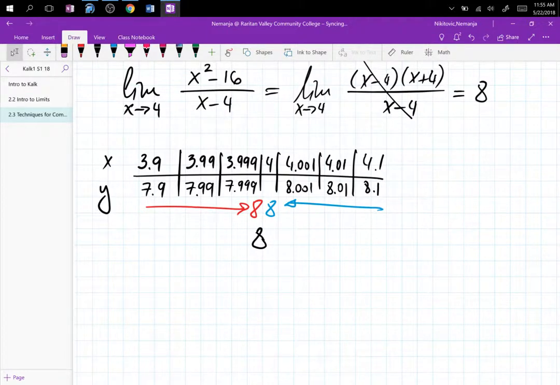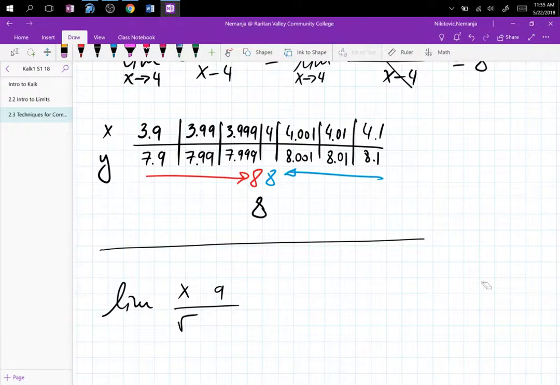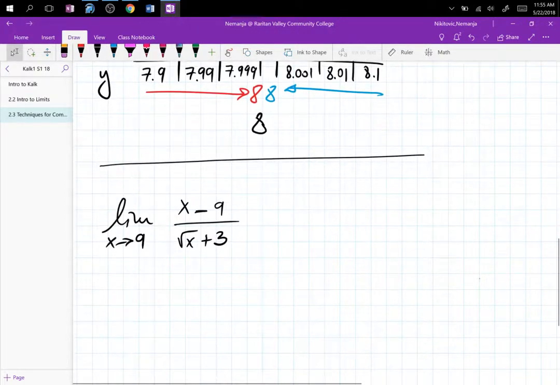What else is there with algebra? Well, square roots. Square roots are cool. So another example would be, let's say, limit of, I don't know, x plus 9 divided by the square root. Let's do x minus 9. x minus 9 is the square root of x plus 3, as x goes to 9. That's a nice one.